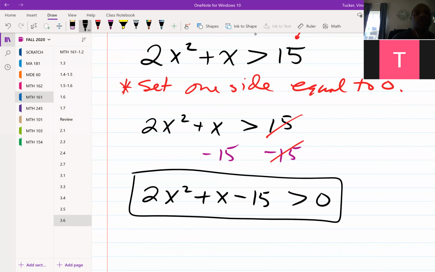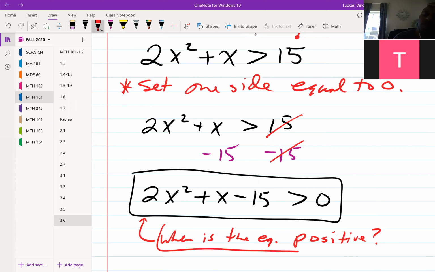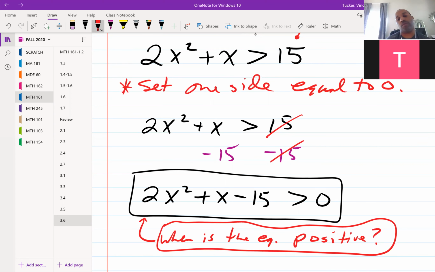What this means is you want to know when the equation is positive, if you're talking about values greater than 0. Just like if you had less than, you would be looking at when that equation is less than 0, which would be negative. That's why it's important to set one side equal to 0, so you can make a clean comparison of positive versus negative values.